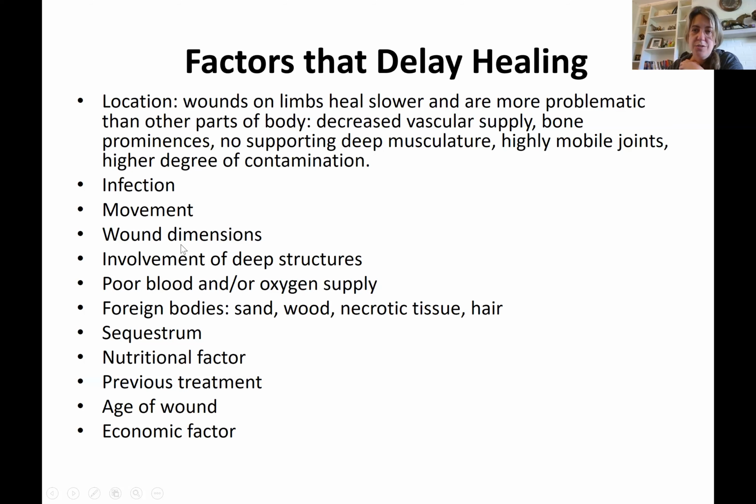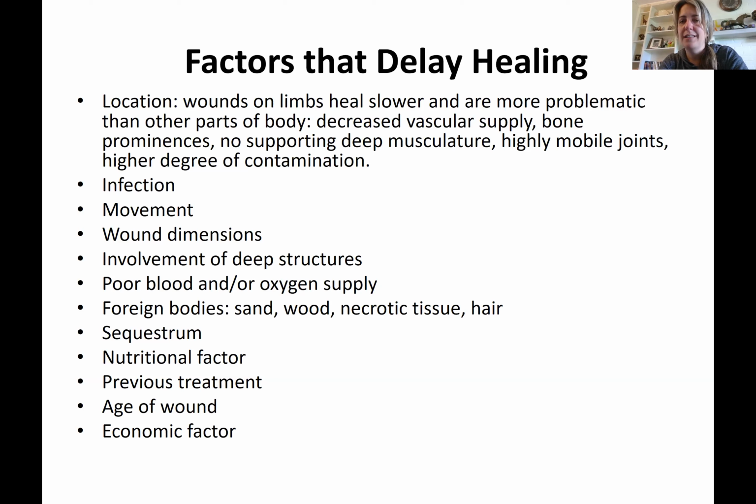So, factors that are going to delay healing. There are multiple of them, but location is probably one of the most important. Wounds in the limbs are going to heal much more slowly than others because you don't have a lot of tissue in the limbs. You have bones, connective tissue, tendons, and skin. That's pretty much what you have in the lower limbs of horses. Because of the decreased vascular supply, the bone prominences, and no deep musculature to provide nutrition to the area, it becomes a problem.